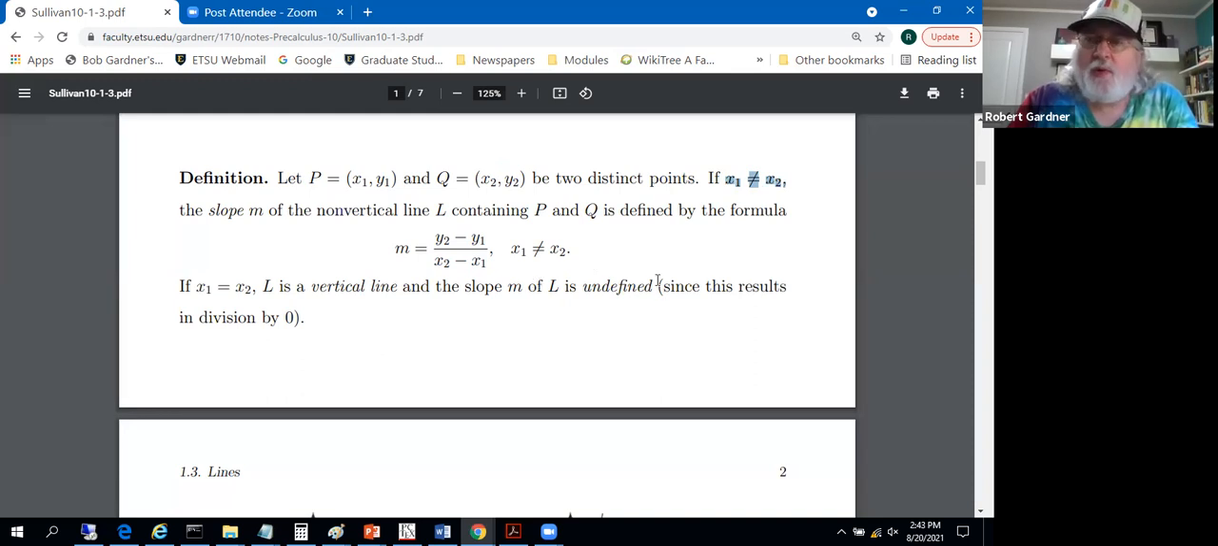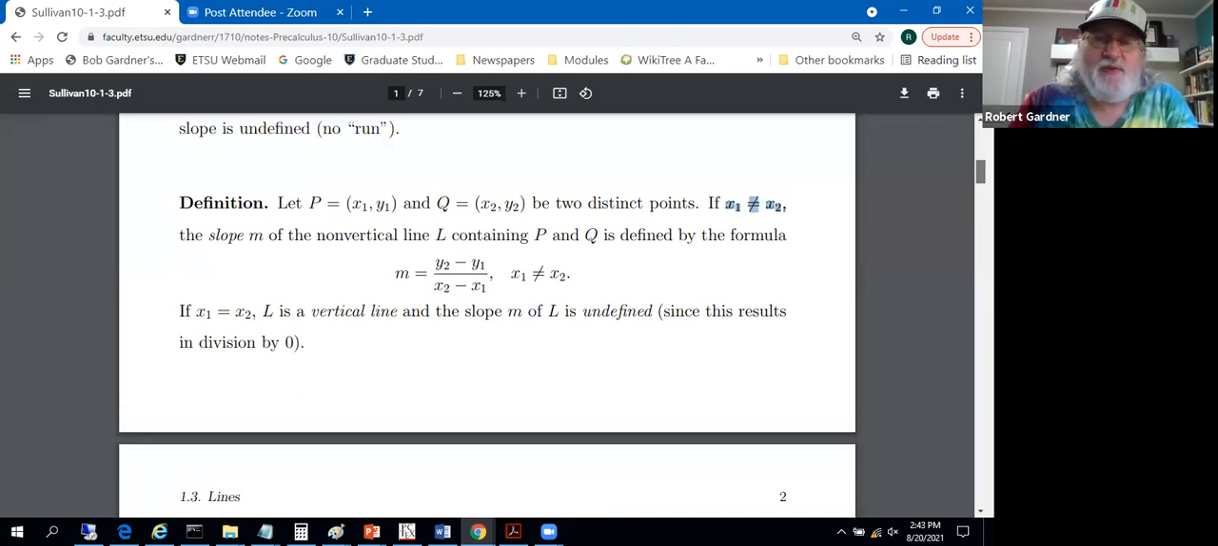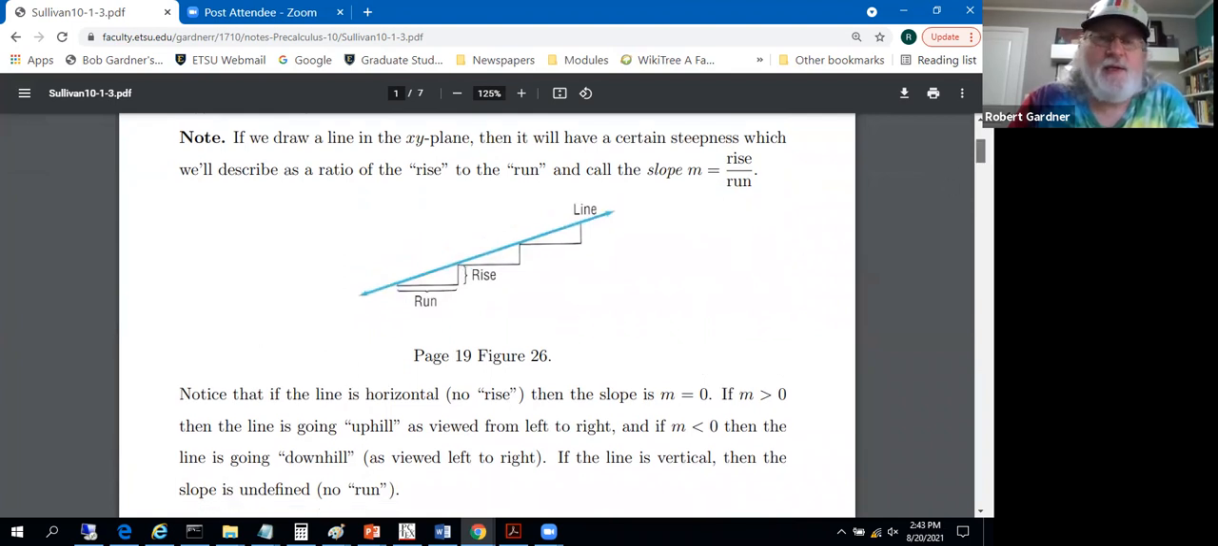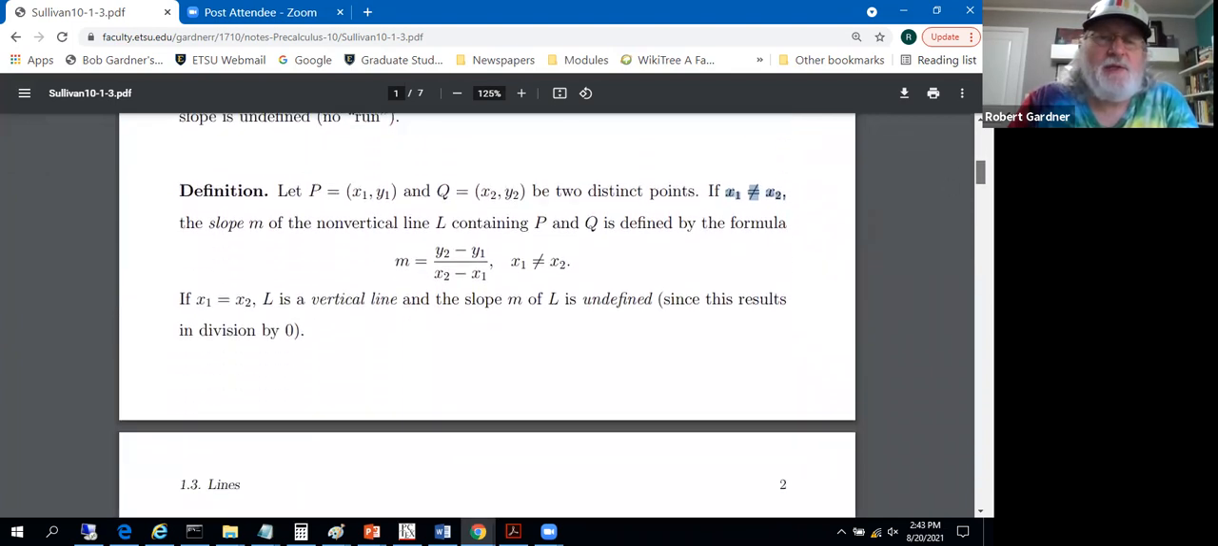This is the rise over run thing. If I go back and look at the previous picture, the rise part is how much the y coordinates change, and the run part is how much the x coordinates change. So this informal rise over run idea is formalized in terms of this algebraic formula: change in y's divided by change in x's.